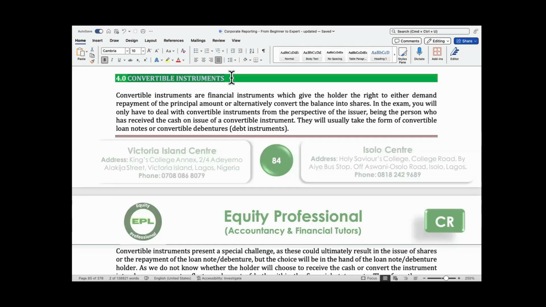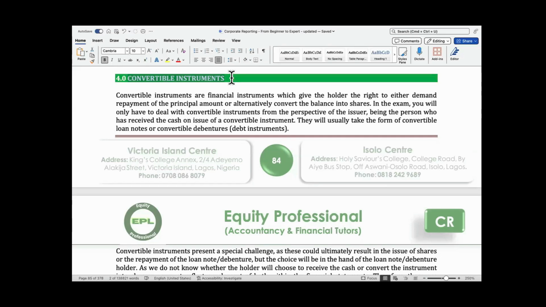So convert from what to what? Usually the issuer wants to convert from liability to equity. That will always be the case, converting from liability to equity. Which means that it's primarily a liability. Then the issuer is saying that, okay, this liability that I have, can we convert it to equity? The issuer is saying that.